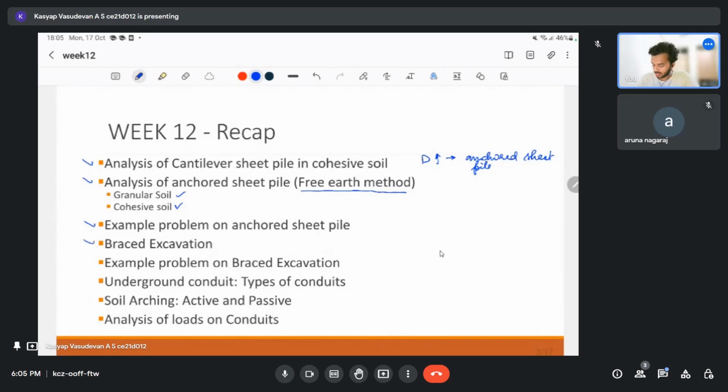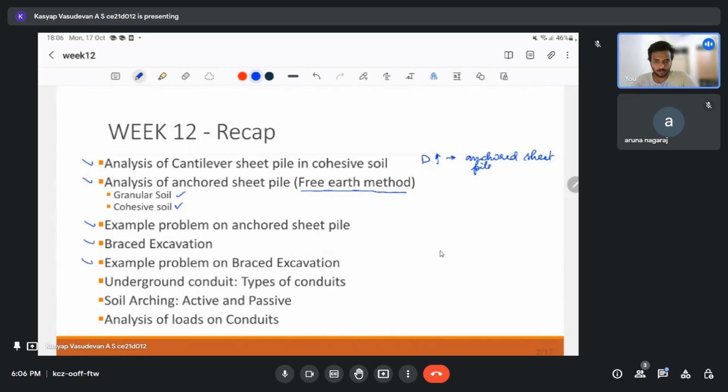Whenever we go for braced excavation, we should know what pressure is acting on the braces, the sheet piles, and the beam systems comprising these braces, so that we can give appropriate sections for the beams. For example, we have something called the wale beam, and we have different sheet piles. To select the appropriate cross section for these members as a designer, we should know the loads acting on them, and the highest load or bending moments acting on these members. Hence we solved a few problems on braced excavation.